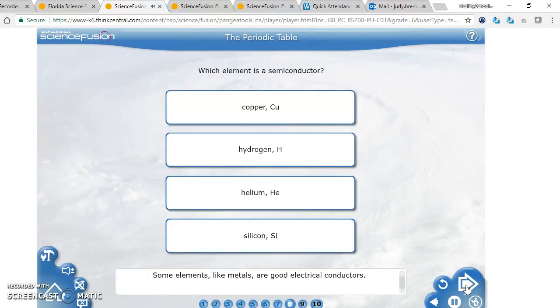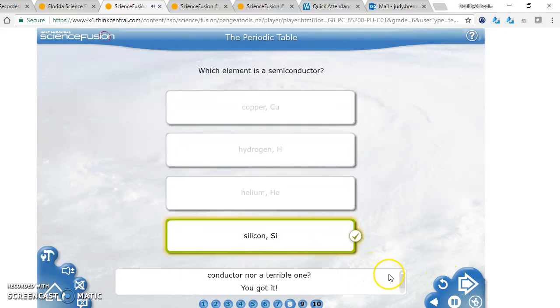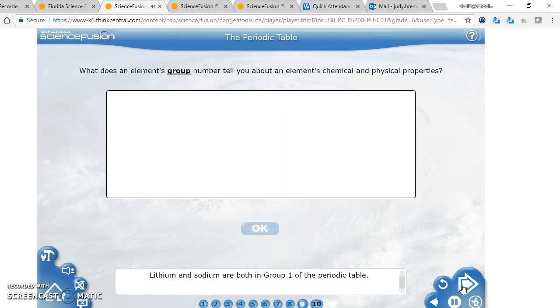Which element is a semiconductor? You got it. So what does an element's group number tell you about an element's chemical and physical properties? Because the group determines the amount of valence electrons, those elements in the same group will react similarly. They will have similar physical and chemical properties.